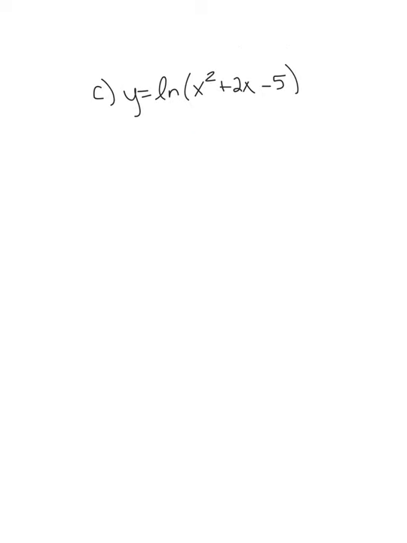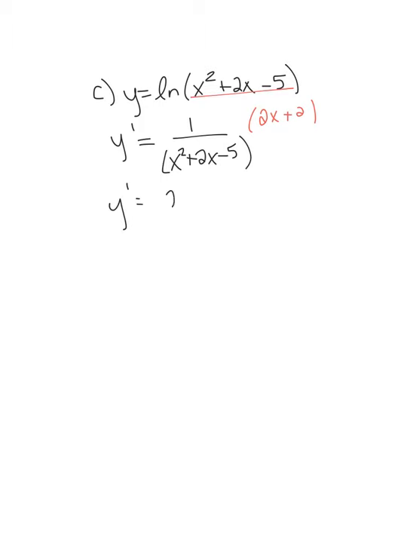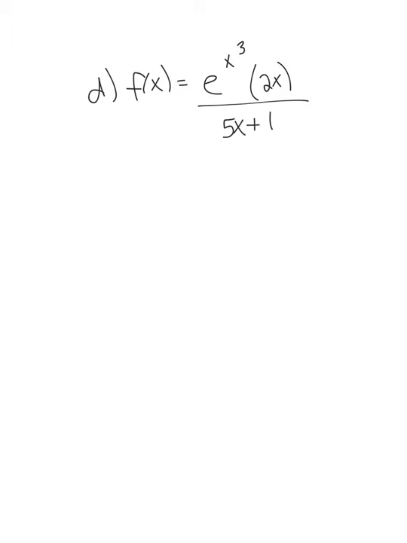So for my last ln example, I have ln of x squared plus 2x minus 5. When I take the derivative, I get 1 over all of that, so x squared plus 2x minus 5. But I still need to multiply by the derivative of this, and that's going to go in my numerator, so 2x plus 2. And so when I simplify this, I get 2x plus 2 over x squared plus 2x minus 5. So for this last example, it's a complicated one.